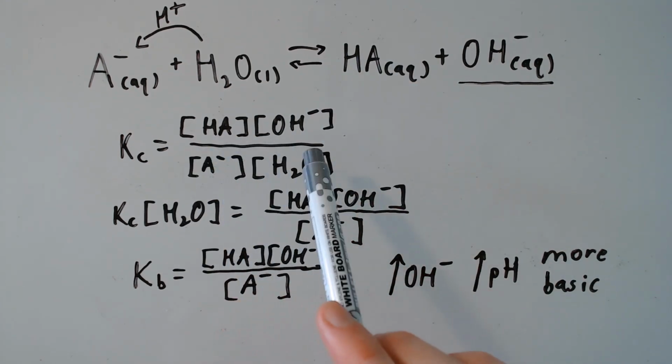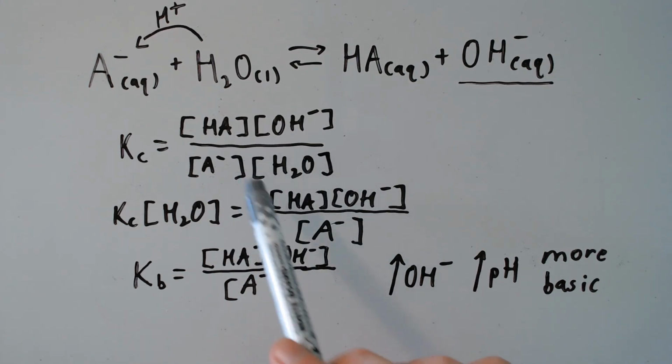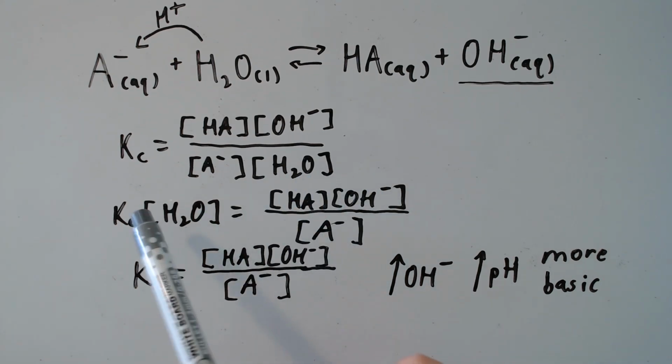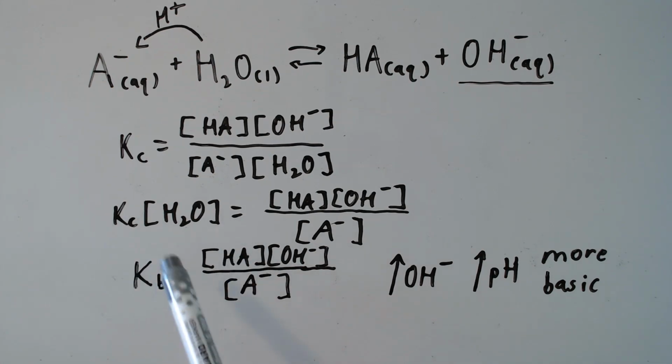However, again, we do not need the concentration of water because there's so much water that its concentration essentially does not change, and it remains constant. So we can multiply it by the other constant, Kc, constant times constant, and that yields us another constant for this equilibrium equation. And in this case, the constant is called Kb, the base ionization constant.